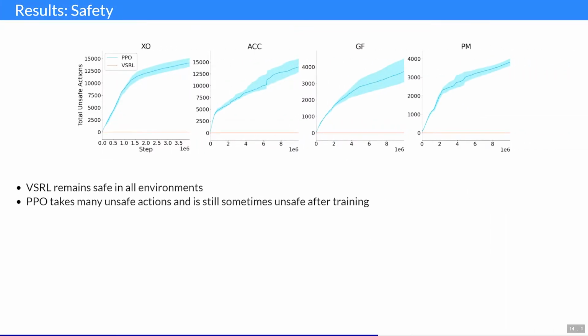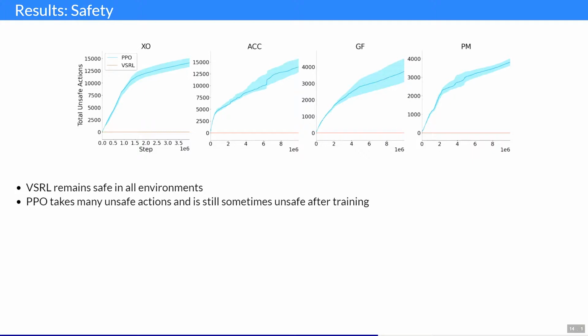Now we'll show our results in these different environments. The baseline reinforcement learning algorithm that we use is proximal policy optimization, which is a popular recent reinforcement learning algorithm that has performed well in many environments, especially for visual reinforcement learning tasks.